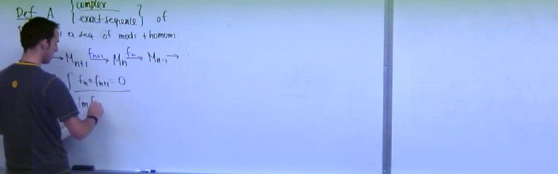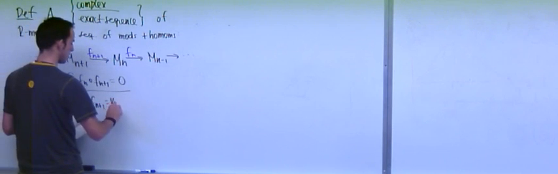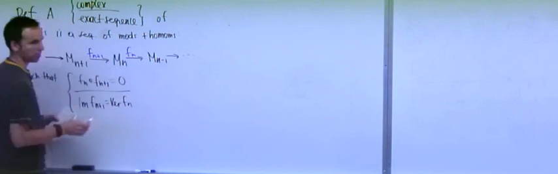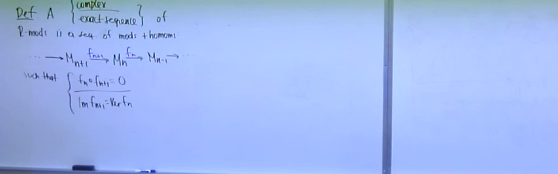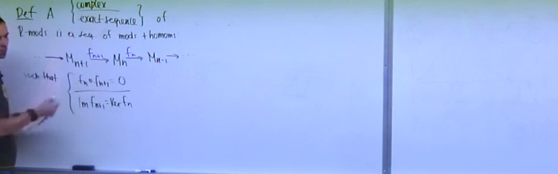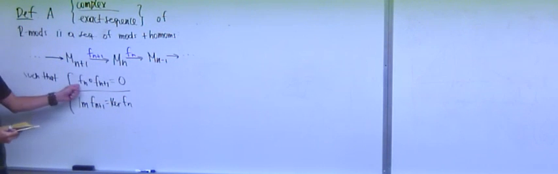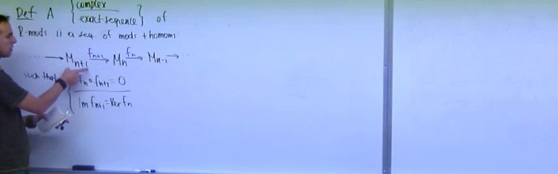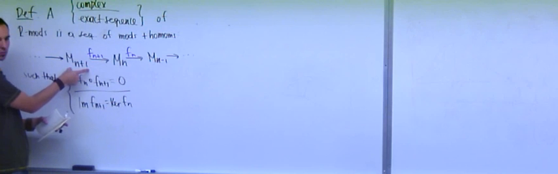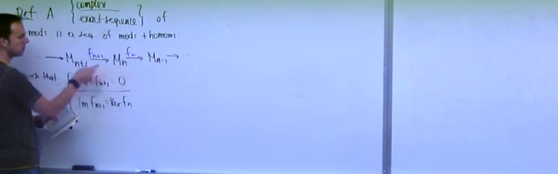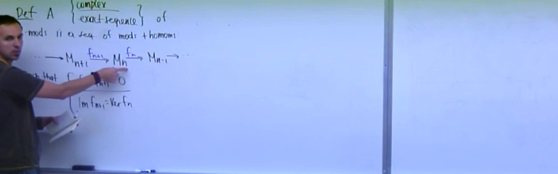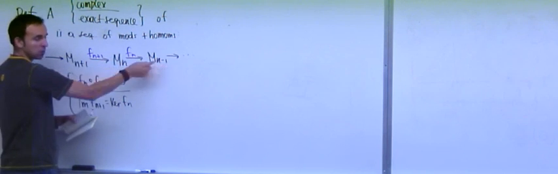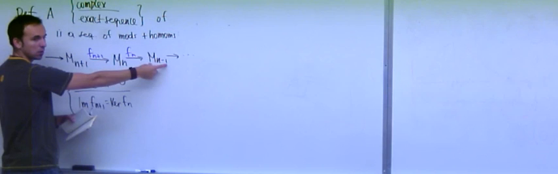Image of Fn plus 1 is equal to the kernel of Fn. Okay? So why am I making a parallel between these two definitions? Because think about what this is saying. This is saying that if you take something in here, in Mn plus 1, and you use it to map to Mn, then that's going to map to 0. In other words, that guy is in the kernel of Fn.